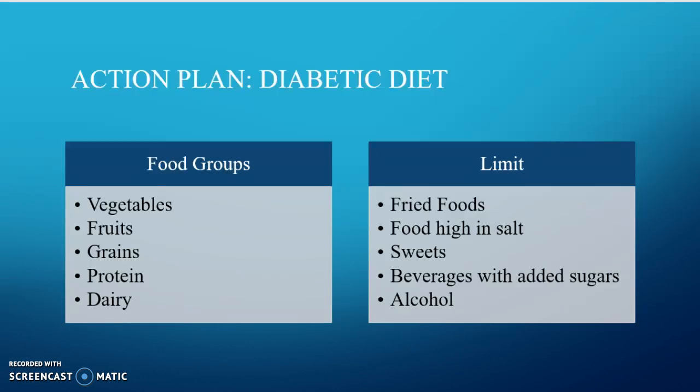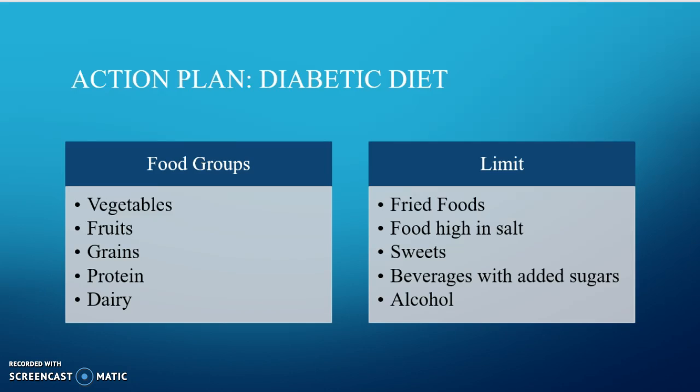The next few slides focus on a quick overview of diet, eating, and activity. Listed are some food groups that can be incorporated into a diet and some types of foods that should be limited when managing diabetes. Examples of good foods include broccoli, carrots, oranges, berries, oats, rice, lean meats, chicken, fish, yogurt, and cheese. Things to limit include foods that are high in saturated and trans fats, high-salt foods, sweets, beverages with sugar, and alcohol.